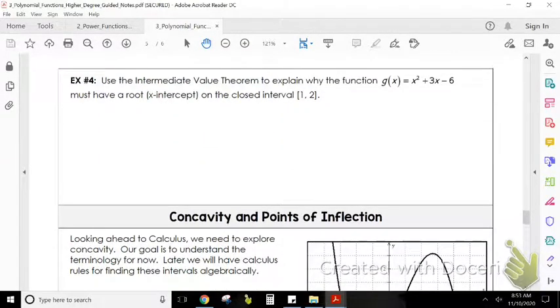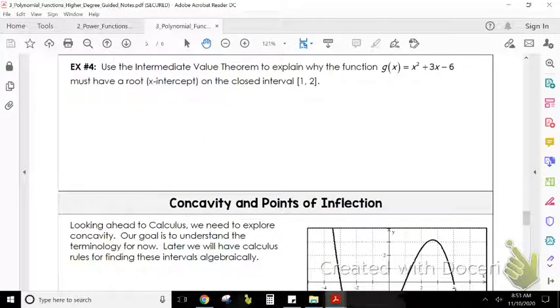So, example 4 says, use the intermediate value theorem to explain why the function g of x equals x squared plus 3x minus 6 must have a root or x-intercept on the closed interval from 1 to 2. So what we're going to do is plug 1 into our function and plug 2 into our function, and if one of those answers is negative and the other is positive, it has to cross the x-axis in between those two.